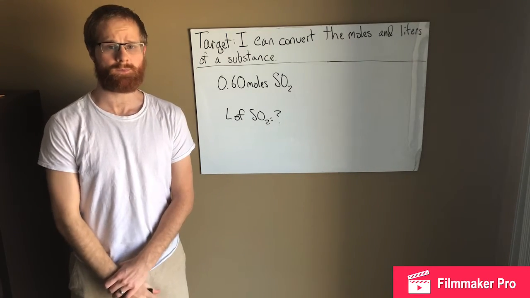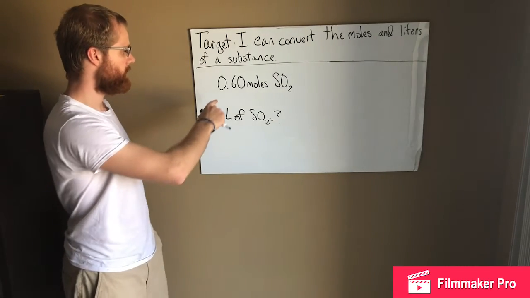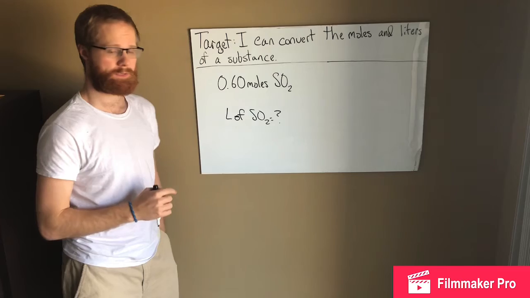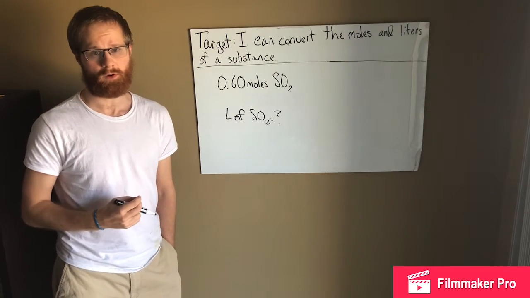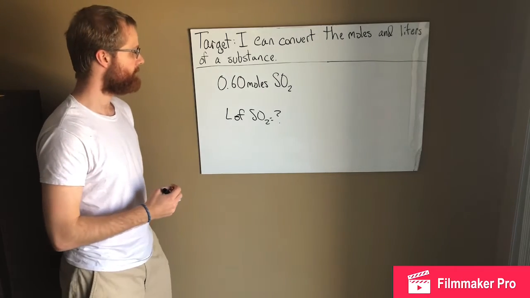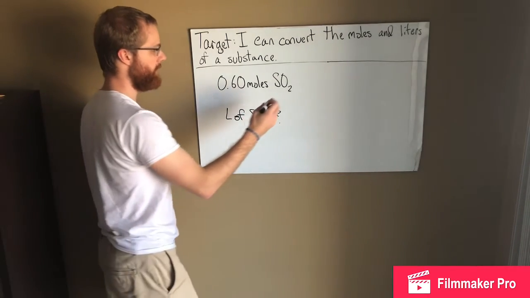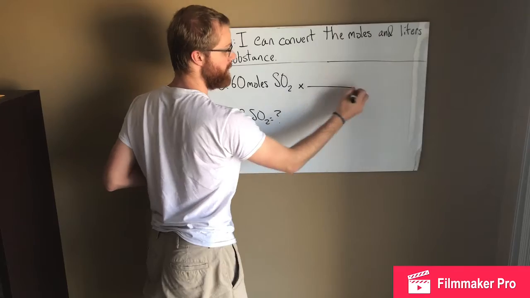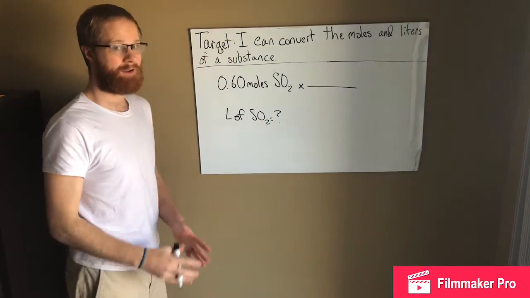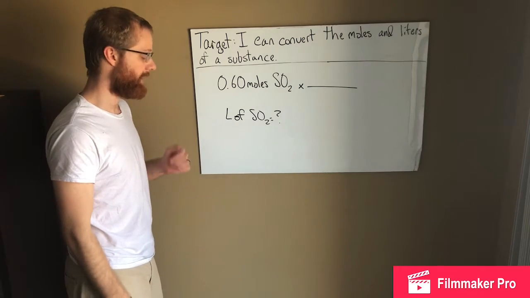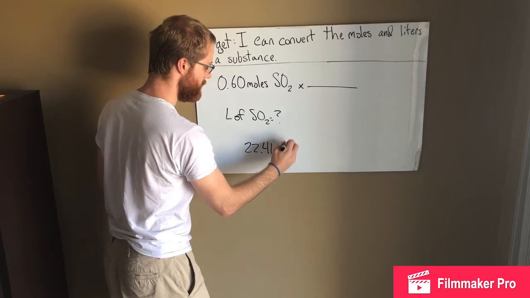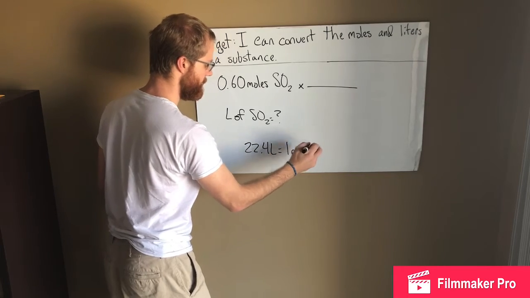Okay, so with this practice problem, we are going to convert 0.60 moles of SO2 into liters of SO2 using our molar volume conversion factor that we talked about in the previous problem. So how do I do that? Well, just like in previous problems that we were doing last week, we're going to multiply this by a conversion factor. We're going to multiply it by our molar volume. 22.4 liters equals 1 mole.